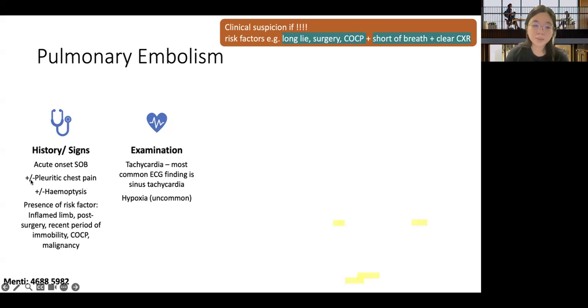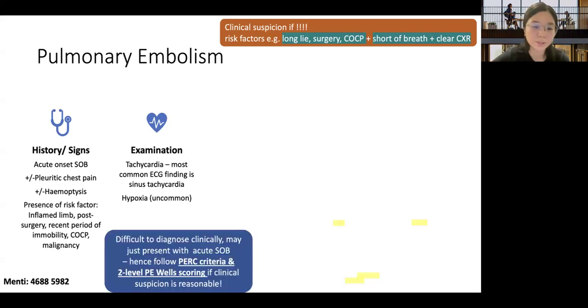I put this plus-minus sign because sometimes it's not necessary for a diagnosis to be made. You can just suspect it if there's acute onset shortness of breath. And I remember there was a very specific sign that you might be able to find online for PE, but it's very uncommon. Most likely you'll find a sinus tachycardia. You can also find hypoxia. If you do oxygen saturations on the basic obs, you would see hypoxia. Yeah, as I said, sometimes they would just have shortness of breath.